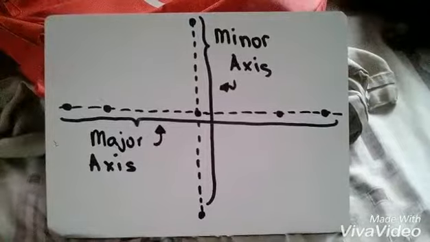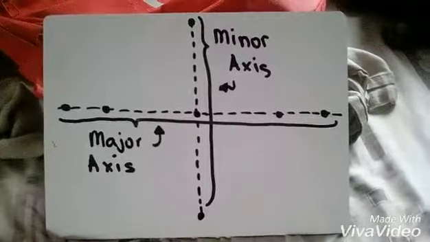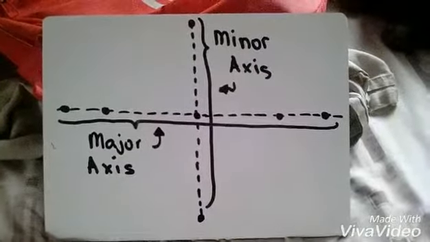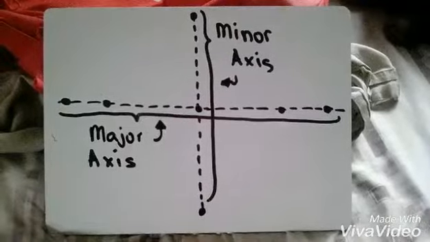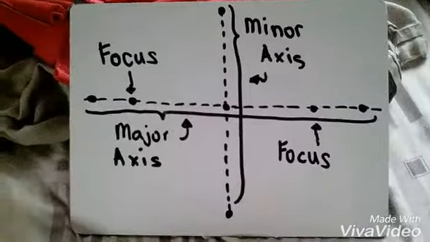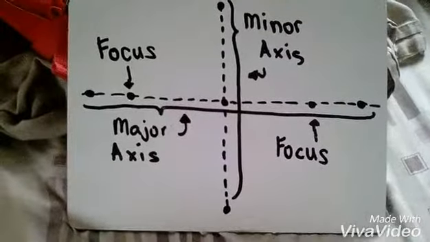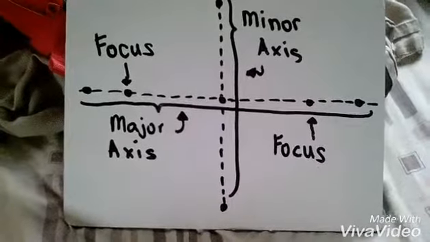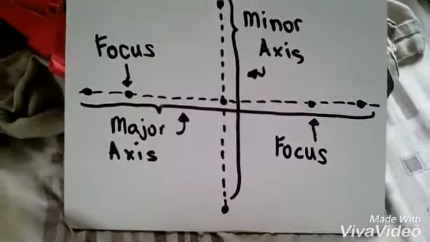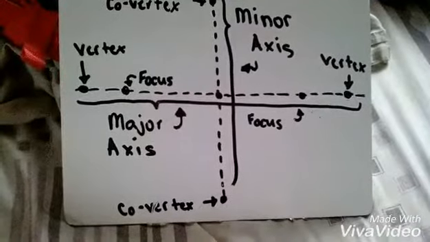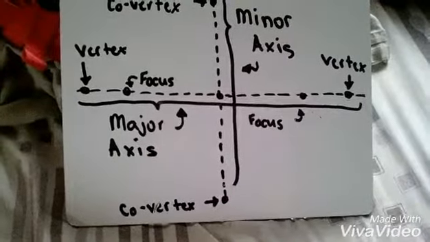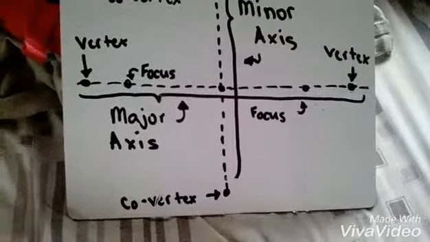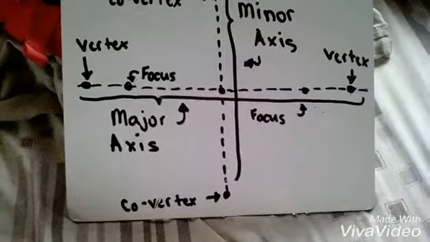Every ellipse has two axes of symmetry. The longer axis is called the major axis, while the shorter axis is called the minor axis. The foci, or the two focus, lie on the major axis, and the sum of the distances from the foci to any point on the ellipse is greater than the distance between foci. Each endpoint of the major axis is a vertex of the ellipse, in plural form, vertices, and each endpoint of the minor axis is a co-vertex of the ellipse.